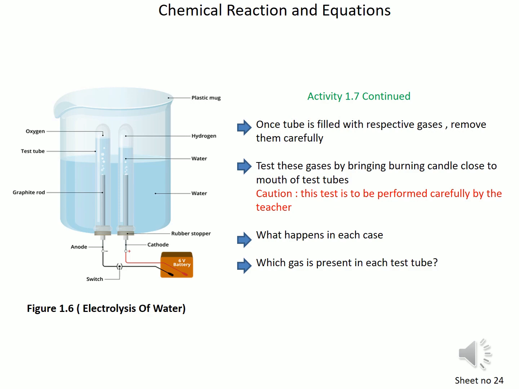See, here we are interacting with hydrogen and oxygen, so we have to be careful while bringing the flame near the test tube. So a lot of care has to be taken. So let us see what happens. I already told you which gases are in the test tube, but we can check with the help of the flame which gases these are.